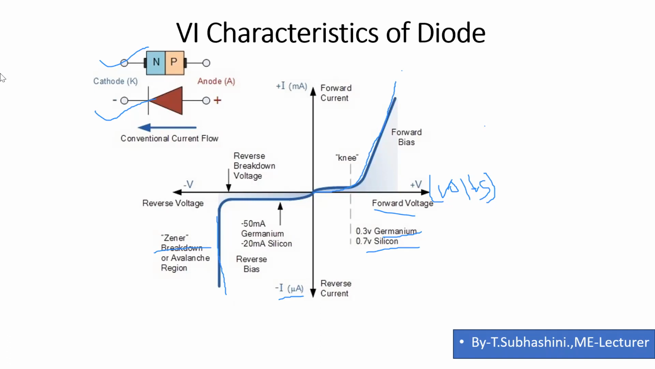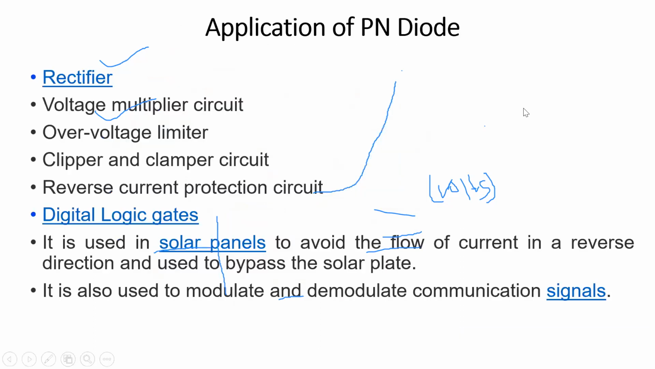Next we have to know the applications of the diode. So these are the applications of the PN junction diode. It is used as a rectifier, AC to DC converter, voltage multiplier, over voltage limiter. So it can limit the current. If you connect it in reverse, it can protect the circuit because the diode will not work in reverse bias. So it can protect the circuit by connecting in reverse.